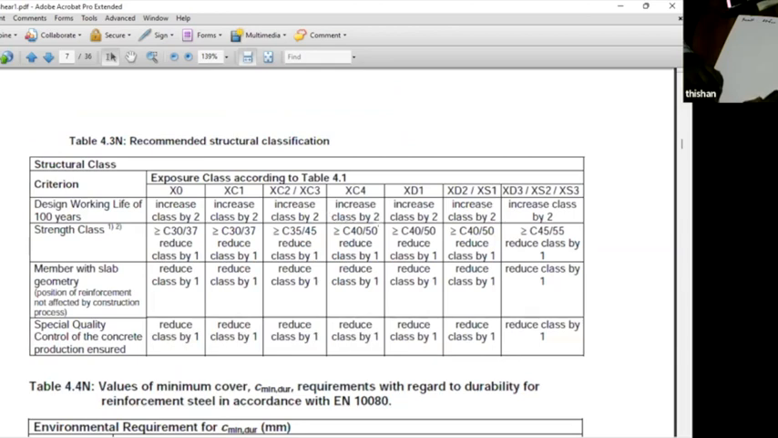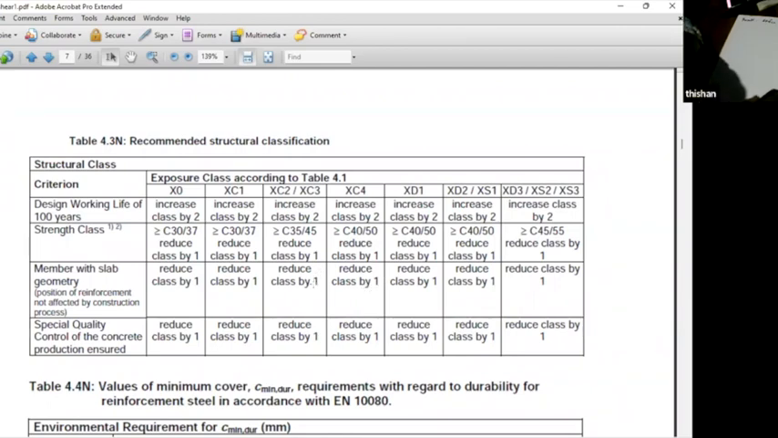so increase the class by 2. And here, for C40/50, reduce the class by 1 because we are using C40/50, and we are going to precast the members. What is the difference between precasting and normal concreting operation? In normal concreting operation, we are going to walk on the reinforcement, whereas in the case of precasting, we are not going to do any of those things.